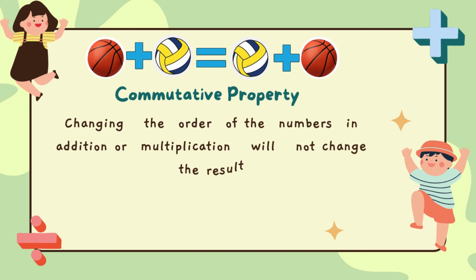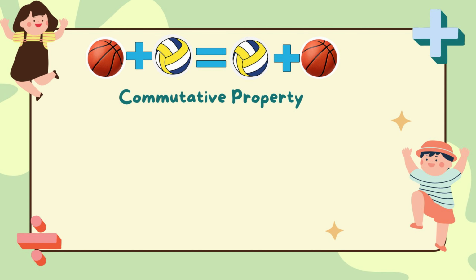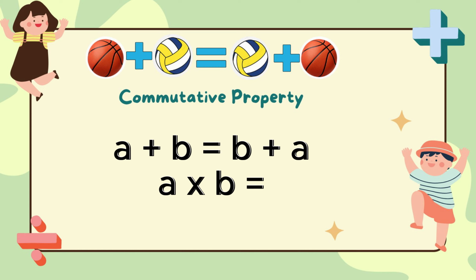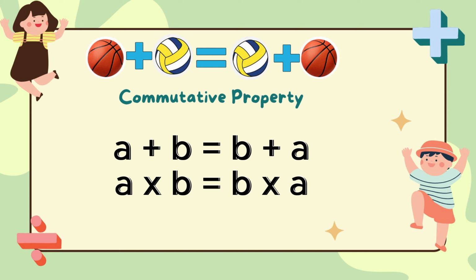Okay, another property we have is the commutative property. So, what do we mean by the commutative property? Commutative property: changing the order of the numbers in addition or multiplication will not change the result. So, let's have an example. If I have a plus b, if we reverse the order and make it b plus a, they are still equal. For multiplication, if I have a times b is equal to b times a, if we reverse it, is it still equal?